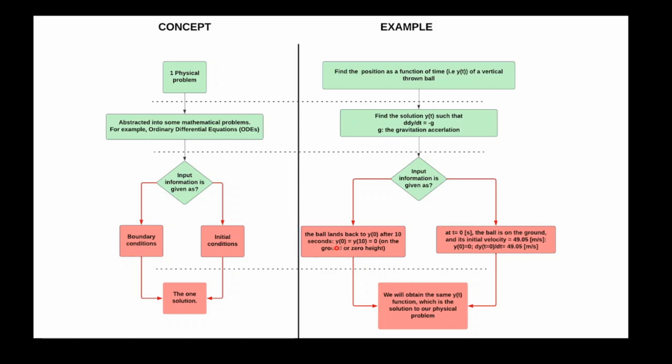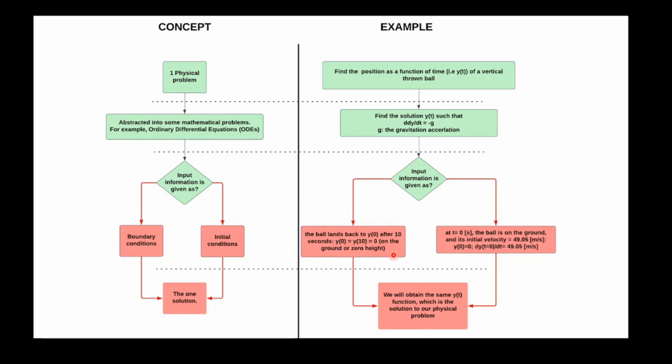Why is it on the boundary? Because we say we are finding the solution y(t) for the thrown ball from time equals 0 to time equals 10 seconds. So the boundary is when time equals 0 and time equals 10 seconds. We just need to know the position at that boundary, and from that, we have to find our solution y(t) in order to satisfy this formula of the physics problem and also satisfy the boundary conditions.